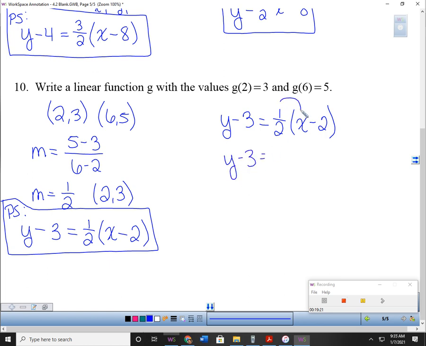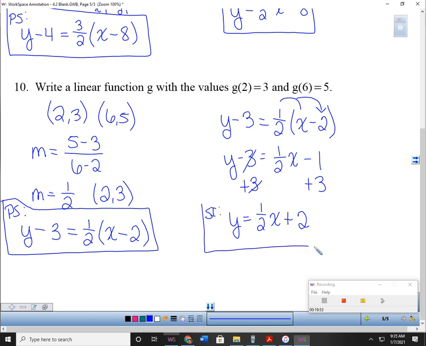1/2 times x is 1/2 x, and half of negative 2 is negative 1. So I distributed. Now I'm going to move the number. So add 3, and that will always go with this number that's at the back here every single time. So y is equal to 1/2 times x plus 2, and this is your slope-intercept, right? And you could write that out if you want to, but otherwise you can just say slope-intercept.